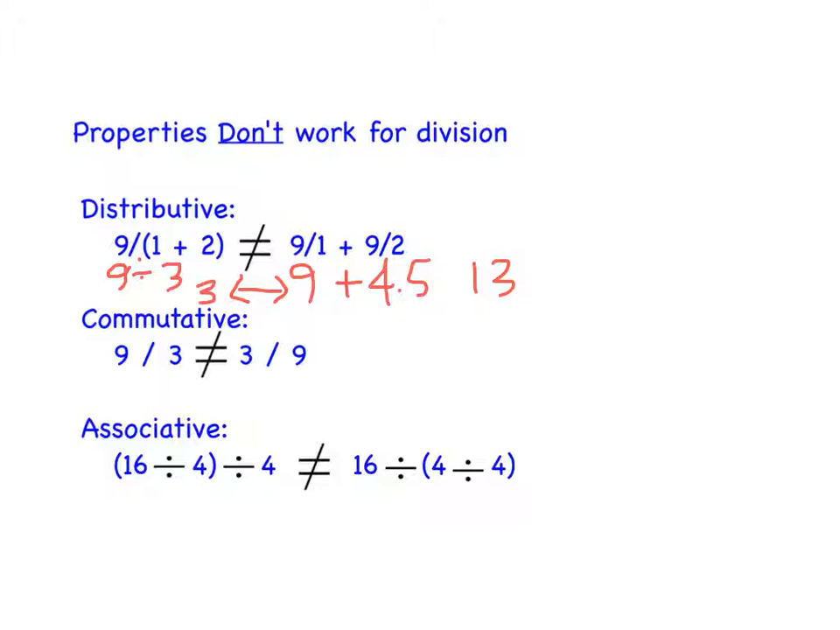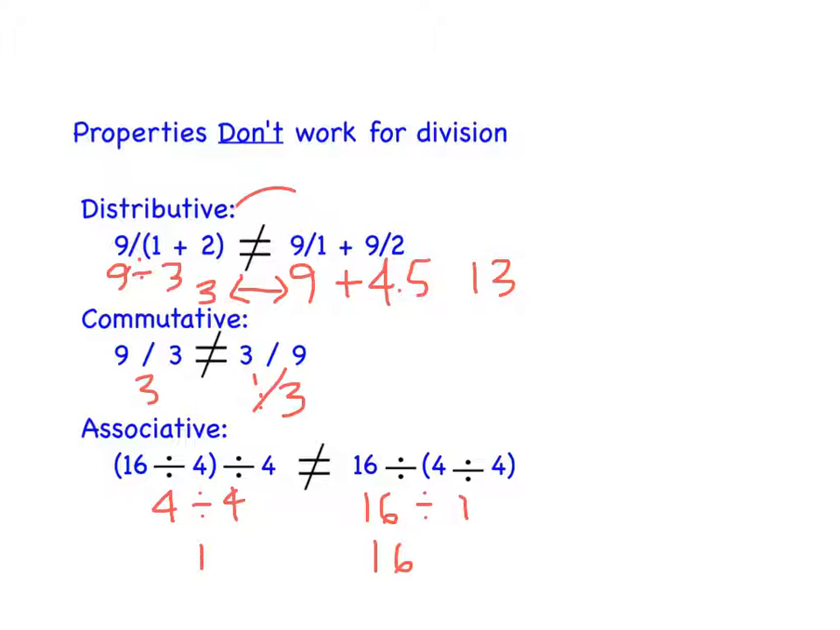With the commutative property, 9 divided by 3 would be 3. 3 divided by 9 would be 1/3. So these are not equal. So the property doesn't work for division. With associative, we would do parentheses first. So 16 divided by 4 would be 4. And then 4 divided by 4 would give me 1. However, over here, if I do 4 divided by 4, that is 1. And 16 divided by 1 is 16. So these two are not equal. So always remember that the distributive property does not work for division.